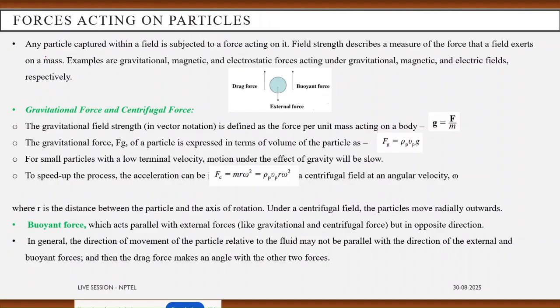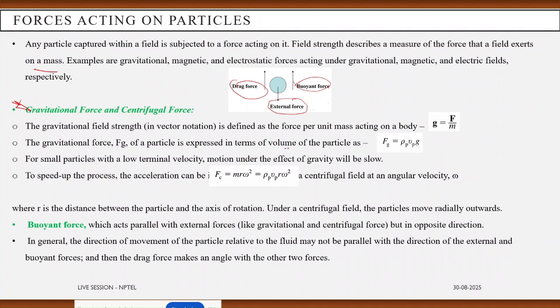Now the part we are going to discuss is the forces acting on any kind of particle which is submerged in the fluid. Any particle captured within a field is subjected to a force acting on it. The field strength describes a measure of the force that a field exerts on a mass or on a particle. So we can experience three kinds of force. One is the external force, that is the gravitational force or centrifugal force, another one is the drag force, and another one is the buoyancy force or buoyant force. We are basically going to discuss the gravitational force and centrifugal force.